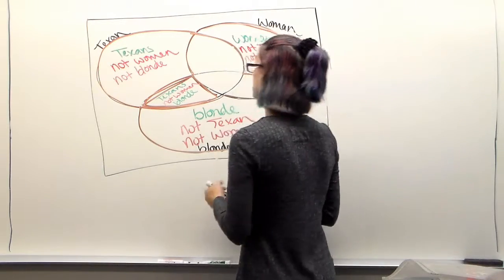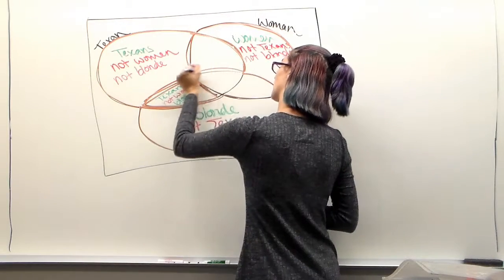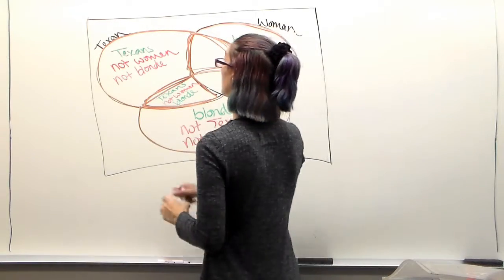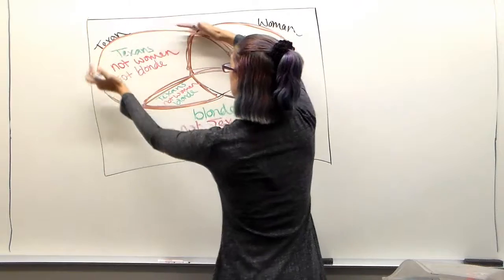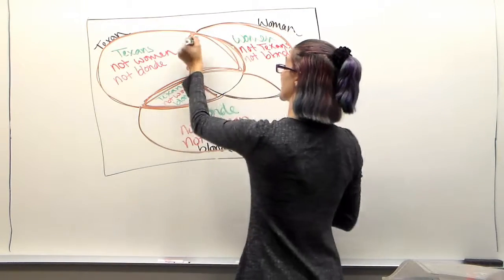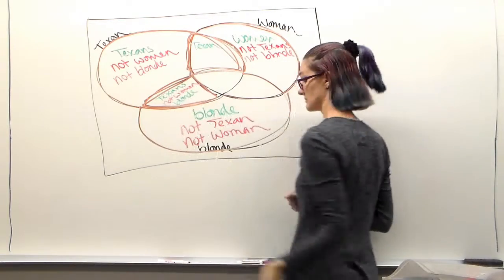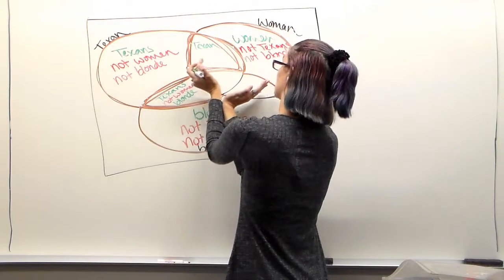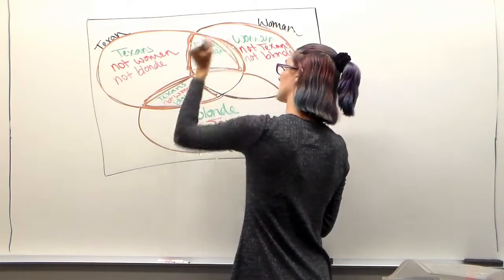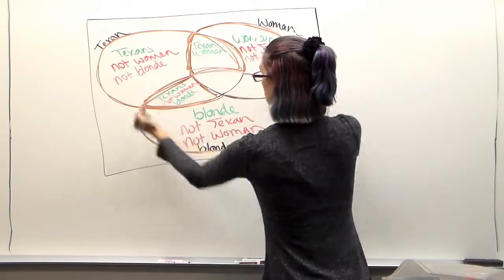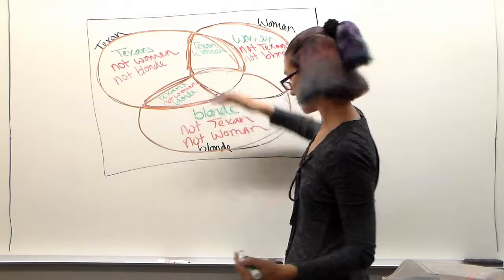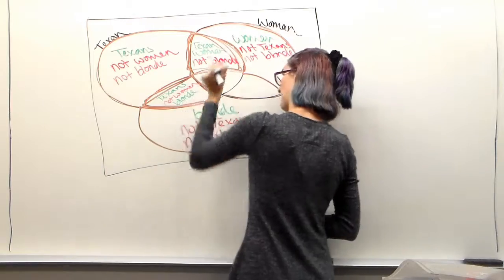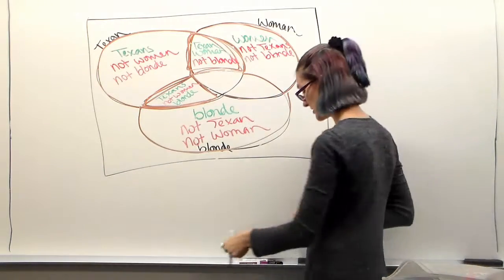Okay. Next, I'm going to do this area. Starting off, are they a Texan? Texans is this entire circle. That is a Texan, yes. Second, are they a woman? Women's are this circle. Yeah, they're a woman. And last, are they blonde? No, they're above the blonde circle. Make sure you're putting not for anything that they are not.